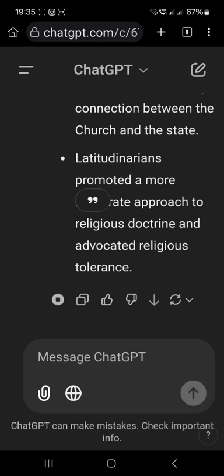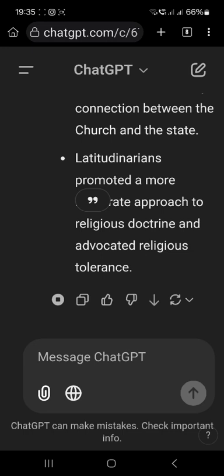5. Limited social disruption. The Glorious Revolution did not lead to widespread social upheaval or disruption. The transition of power primarily occurred within the existing political and social structures, and the revolution did not significantly alter the social order or cause significant economic turmoil.